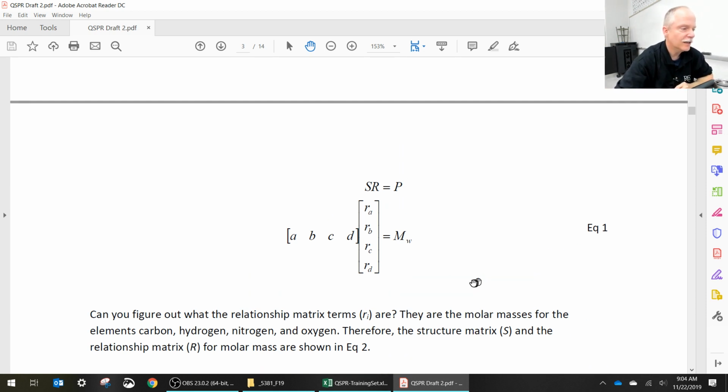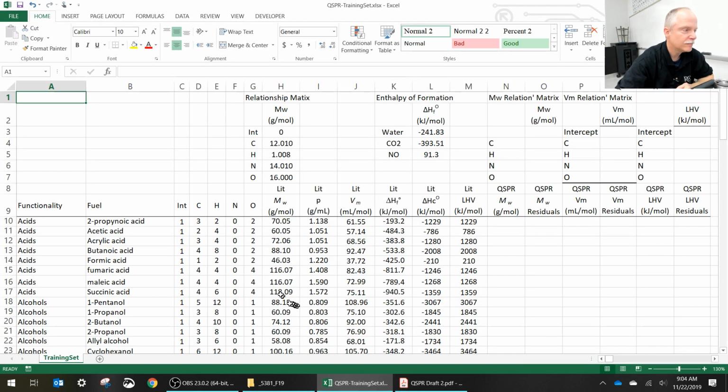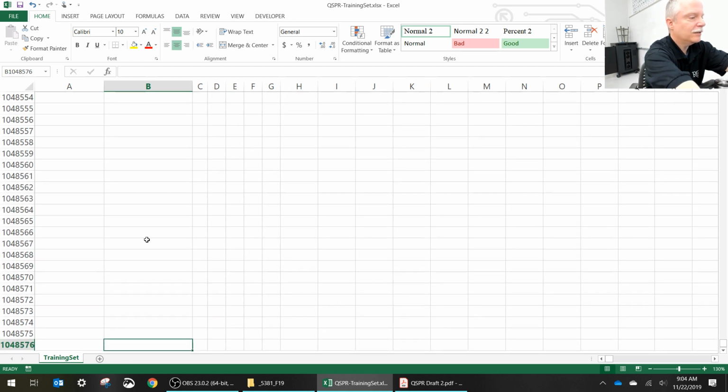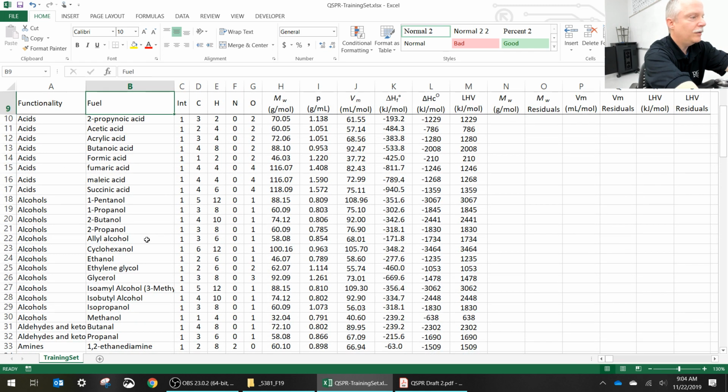And so let's do that. Let's go to the spreadsheet. You should download this training set spreadsheet. I've gone to the CRC and pulled down 120 compounds. So we've got all kinds of different molecules here.